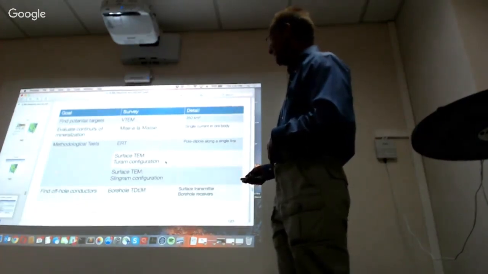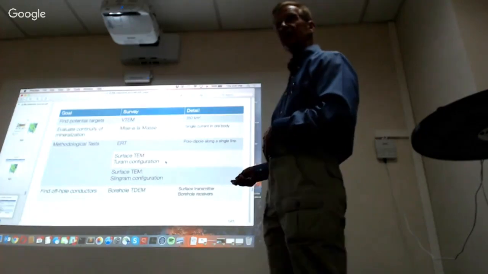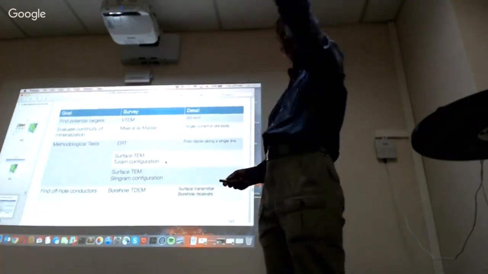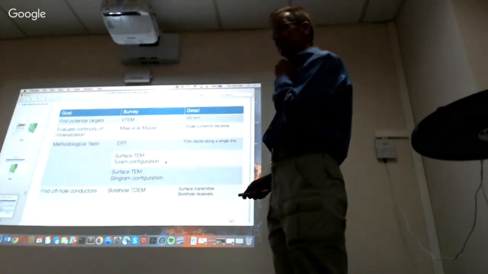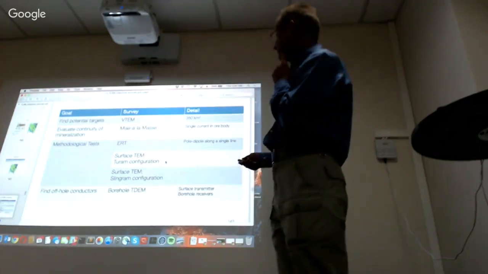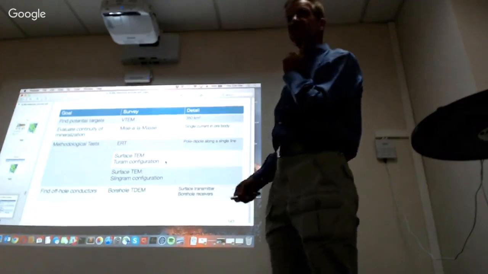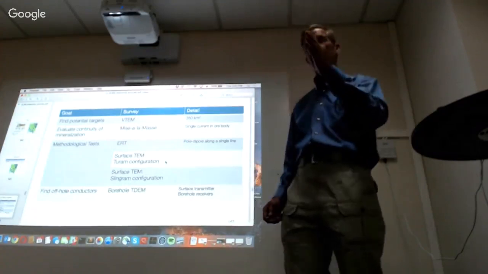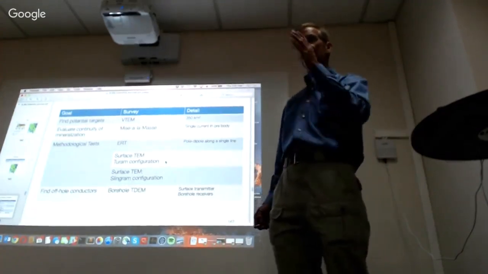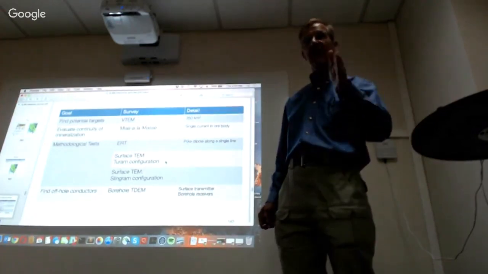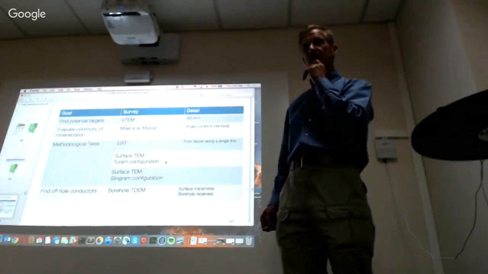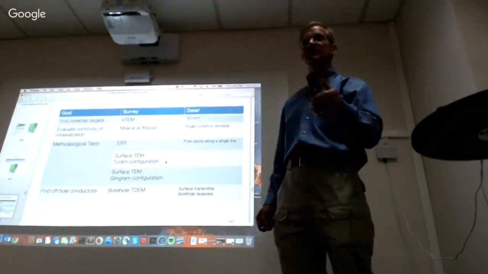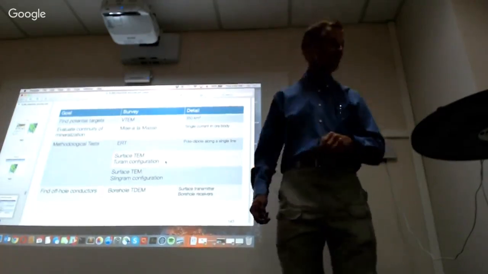They also included some borehole time domain EM to show that you could find off-hole conductors, and eventually it was really quite successful. I like this particular case history because it's a real careful use of, okay, we've got methodology A, B, C, D. We've got a test area we could work with, and we're going to work with the test area and see which is better, and then adopt that.